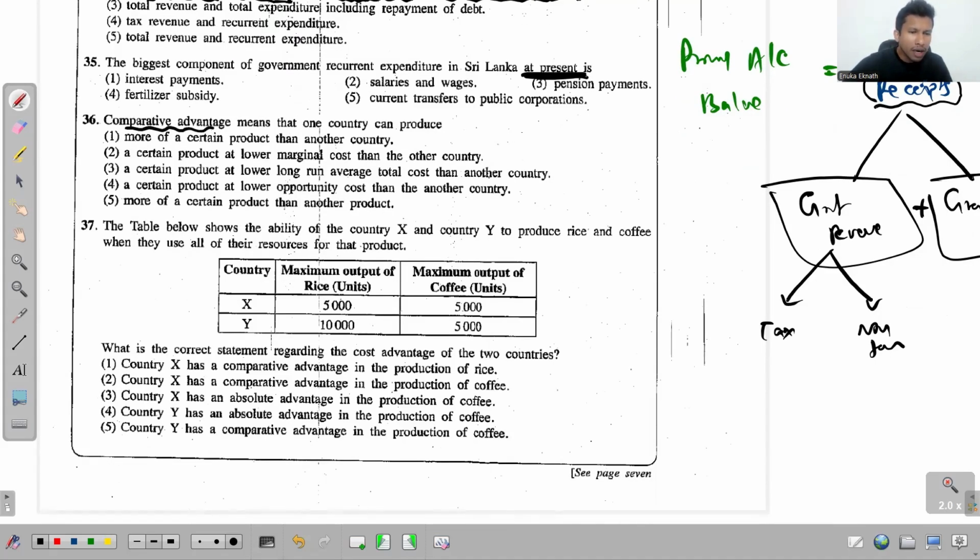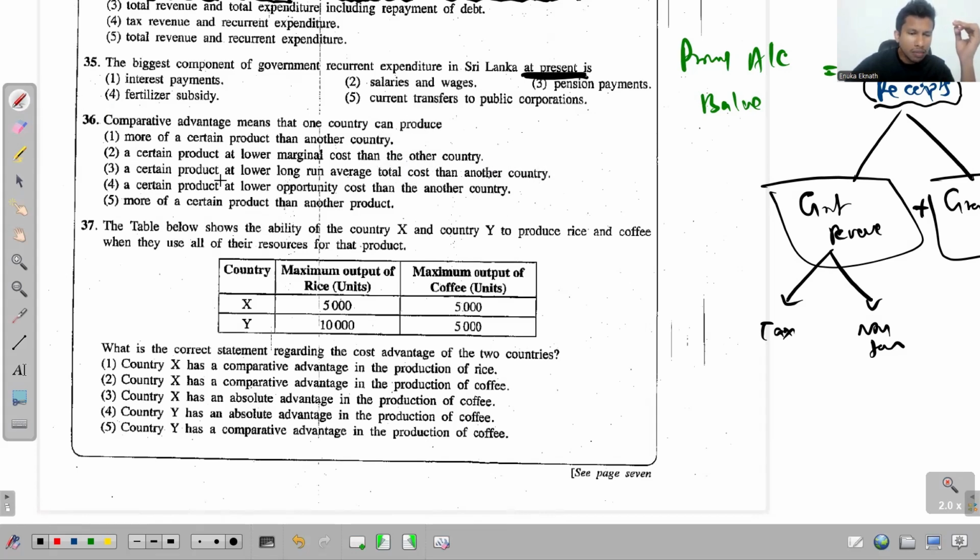Right, look at this question 36. It says, comparative advantage means that one country can produce... Okay, so we have discussed this many times. If it's the absolute advantage, it's always about the highest productivity. And if it's about the comparative advantage, it's always the country with the lowest opportunity cost of producing one good or the given good. Right. So the question is from comparative advantage. A certain product more than another country? No, it's not about the productivity. A certain product at a lower marginal cost? No, it's not about the marginal cost. It's about the opportunity cost.